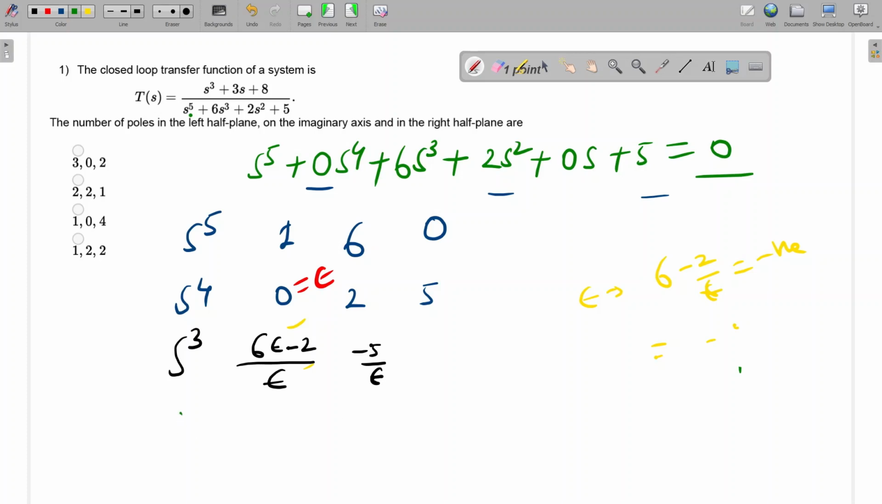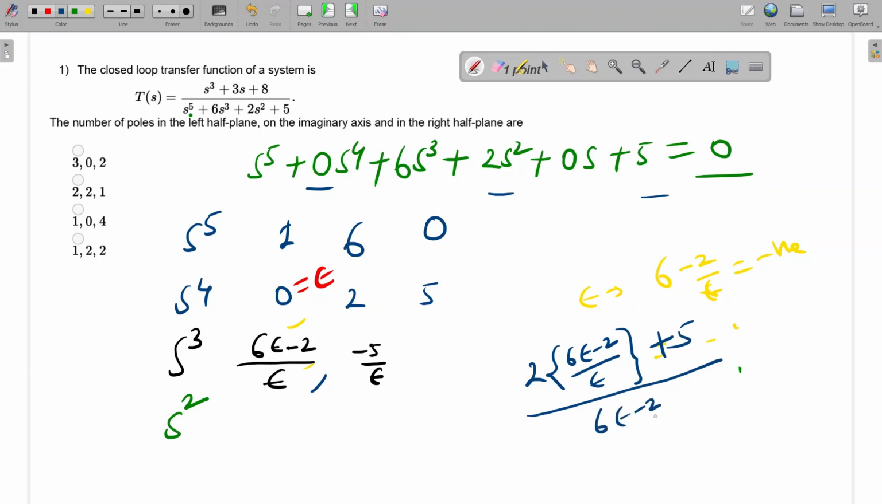Sir, s to the power 2, I think I am just multiplying this one. So we should multiply in epsilon only. So 2 into 6 epsilon minus 2, this into this minus this into this, divided by this into this. 6 epsilon minus 2 by epsilon, first term, and plus 5. Correct? This into this plus 5, divided by 6 epsilon minus 2 by epsilon.